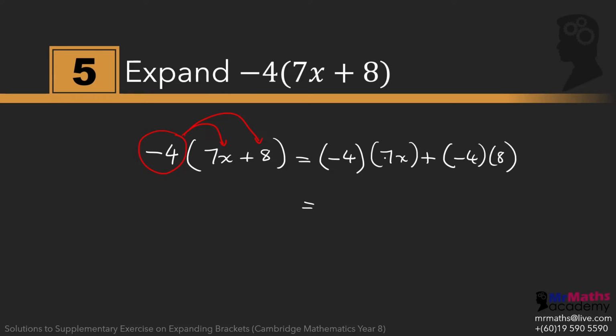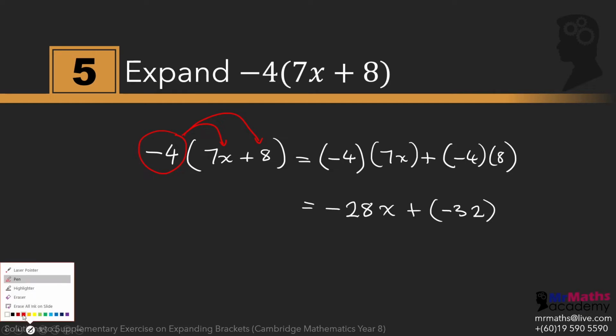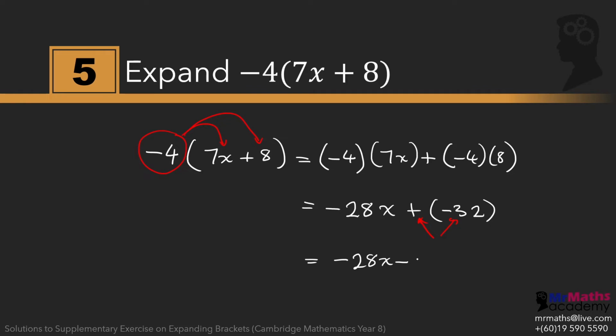And we are going to multiply the numbers, that is minus 4 and 7. That becomes minus 28. Yeah, 4 times 7 is 28, obviously. So x is there. Plus minus 4 times 8, that is going to be minus 32. And we have minus meeting a plus. Minus and plus, the result of that multiplication is going to be a minus. So the final answer is going to be minus 28x minus 32. Move on to the next question.